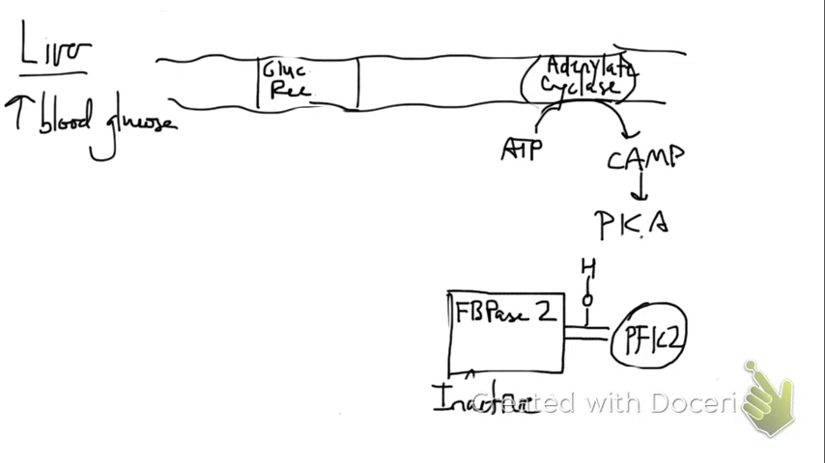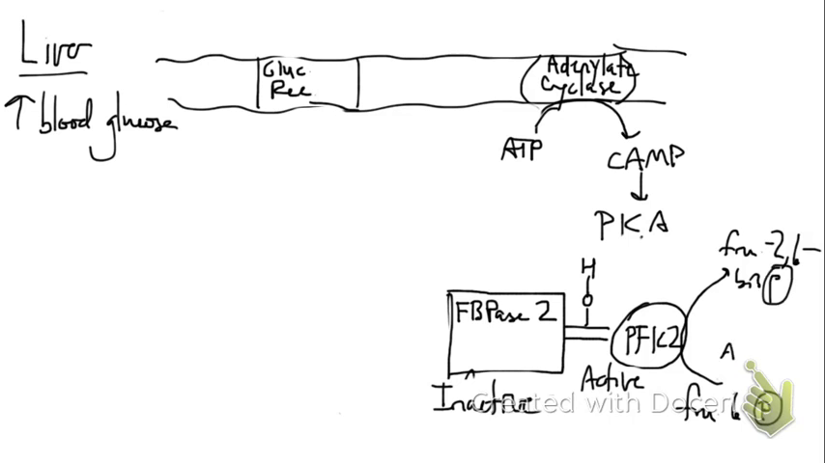whereas PFK2 is active. And if PFK2 is active, it's going to turn fructose 6-phosphate into fructose 2,6-bisphosphate. It's going to use ATP to do that. And so fructose 2,6-bisphosphate will then go on to do what it does, activating PFK1.